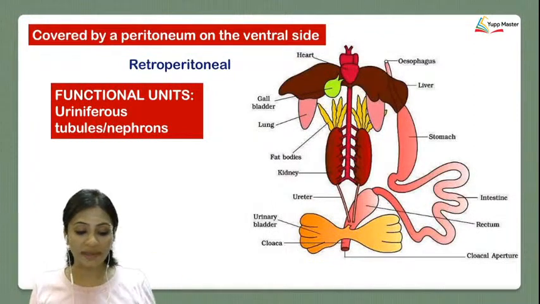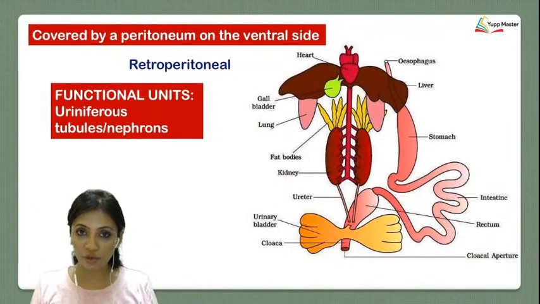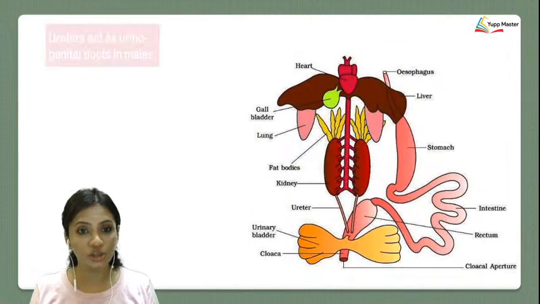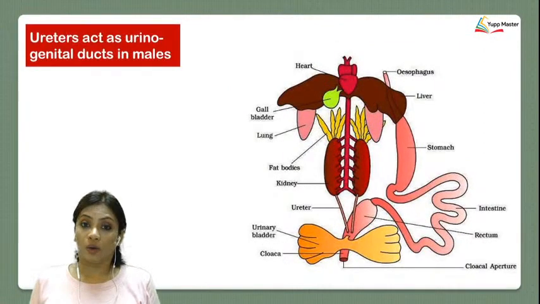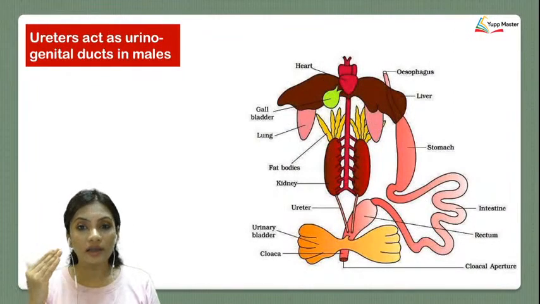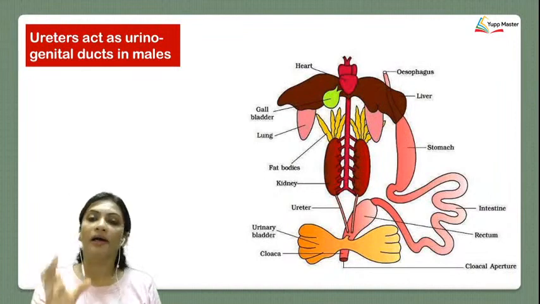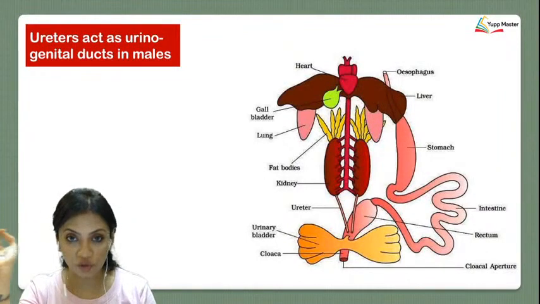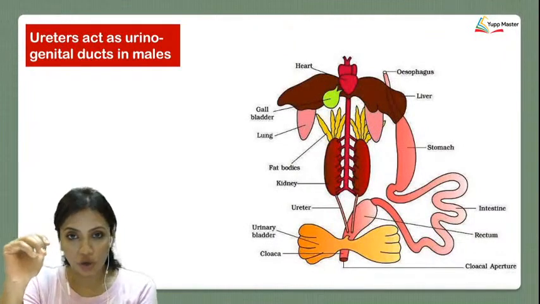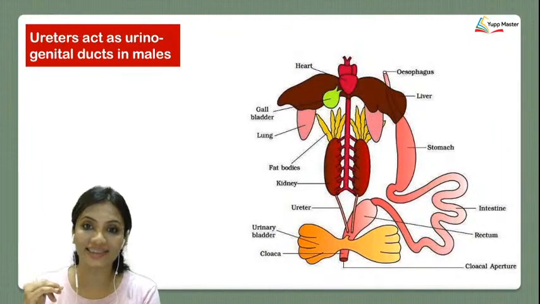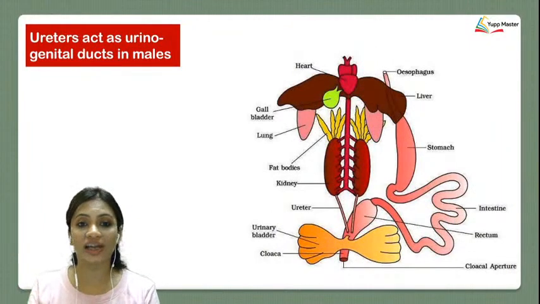Okay, so those are the basic functional units, uriniferous tubules or the nephrons, which are going to be making urine. Now just like in humans, in the frogs also, a part of the urinary system is going to be carrying its genital fluid. So even in the frogs, it is the ureters. Which part? The ureters. The ureters here are going to be acting as urinogenital ducts.